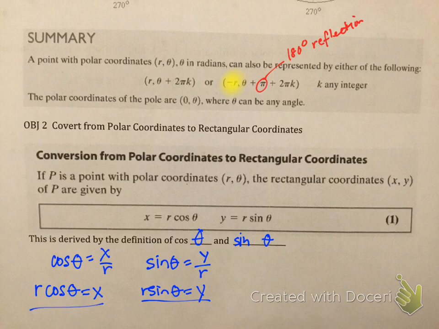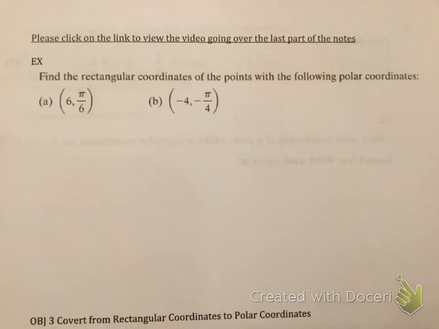You already know the formulas, so all you have to do is just manipulate what you know to get the new formulas. So let's go ahead and use them. Find the rectangular coordinates of a point with the following polar coordinates. 6, pi over 6. Let's do that one first. So I know that my radius equals 6, and my angle, or theta, equals pi over 6, which is equivalent to 30 degrees. Okay, so I know I have to do rectangular coordinates.